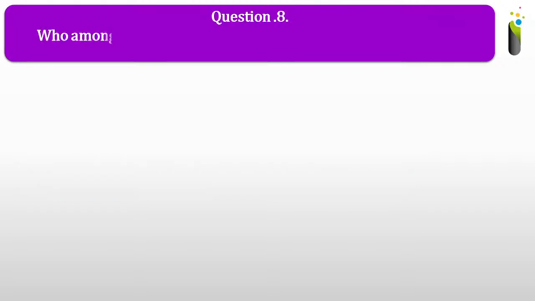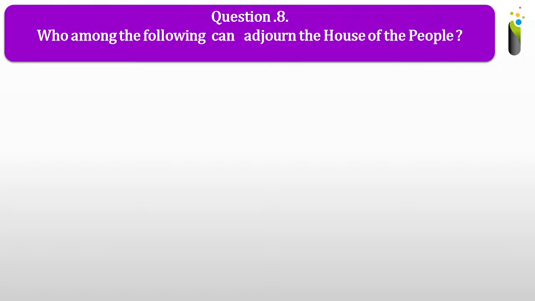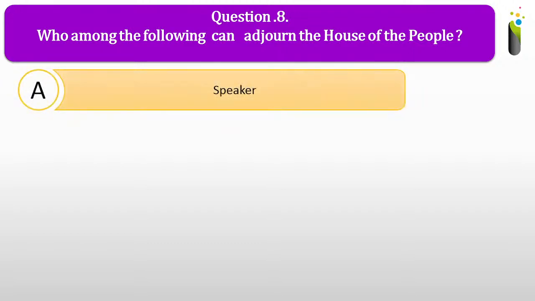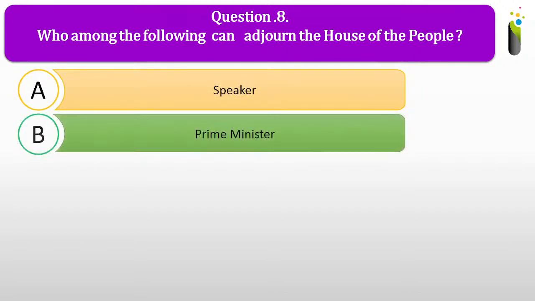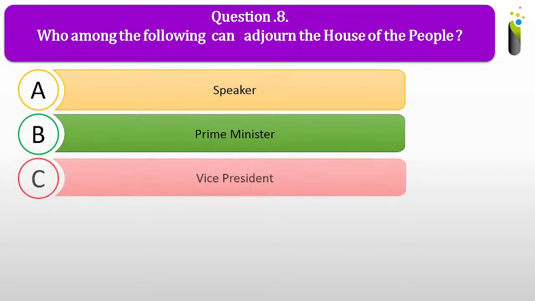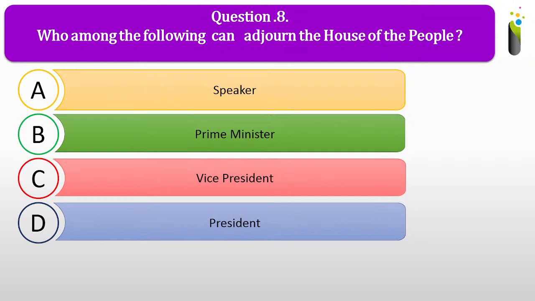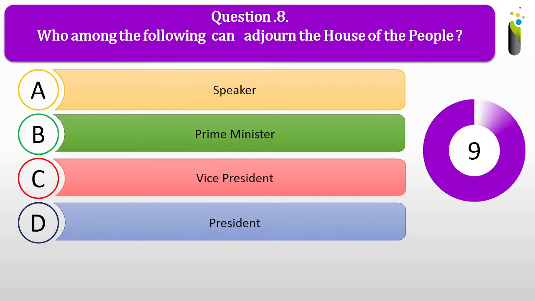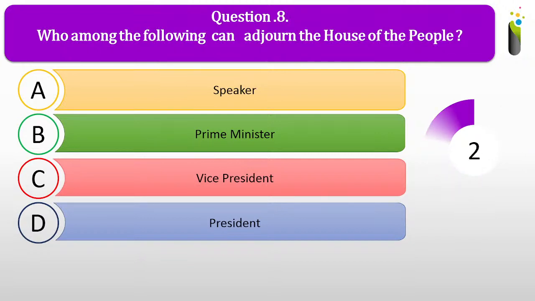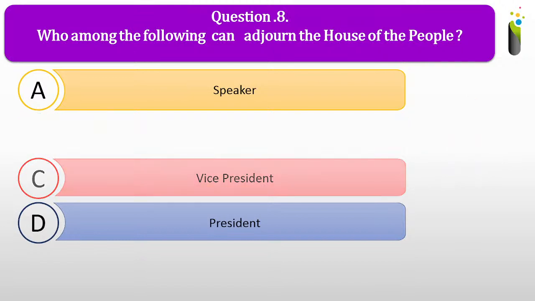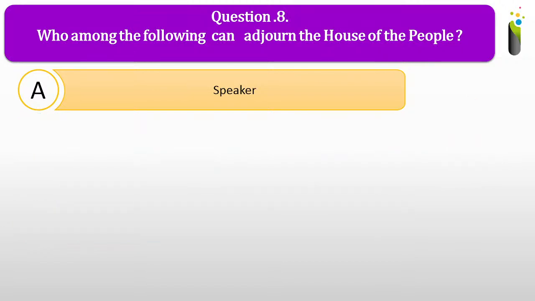Question number 8. Who among the following can adjourn the House of the People? A. Speaker. B. Prime Minister. C. Vice President. D. President. And the correct answer for this question is Speaker. So the Speaker can adjourn the House of the People.